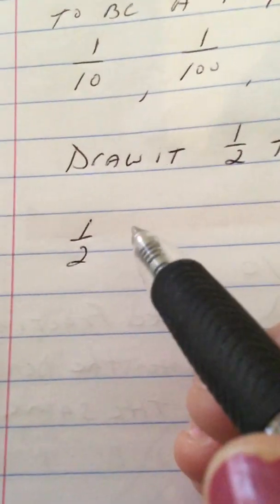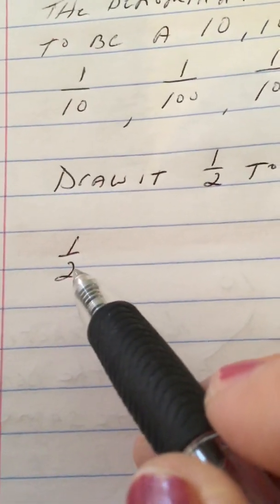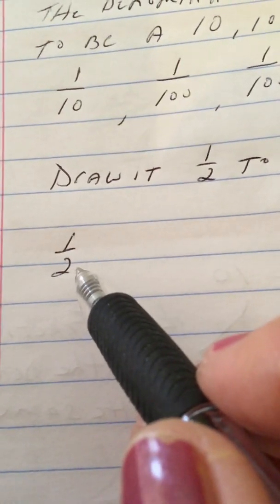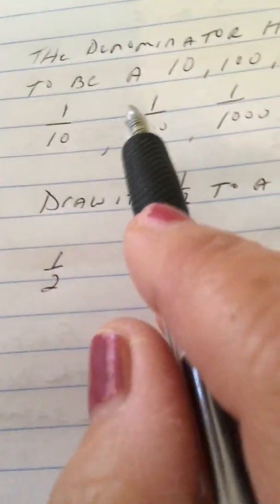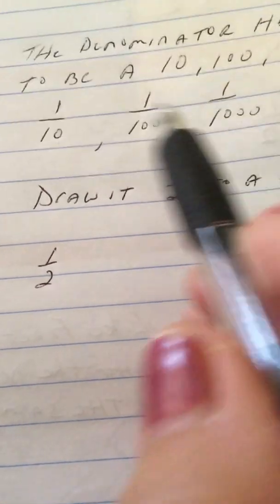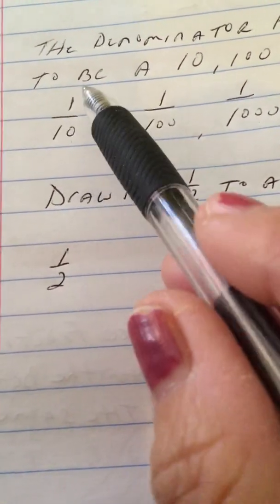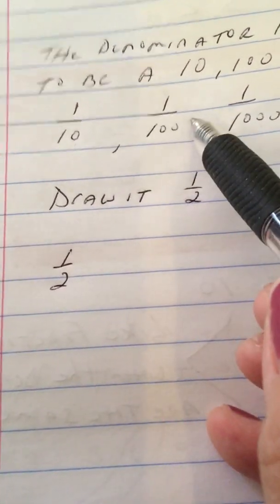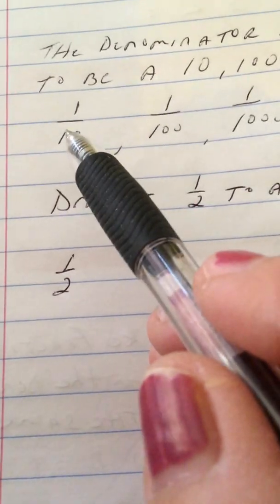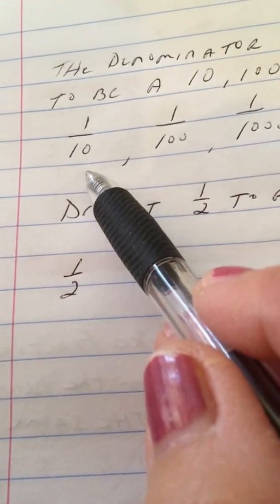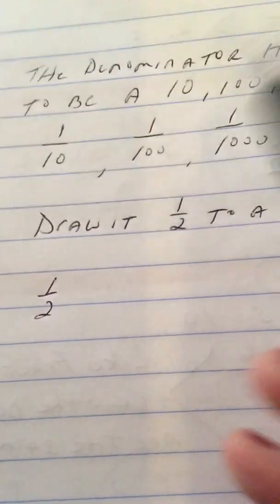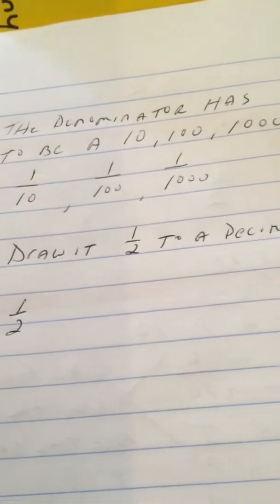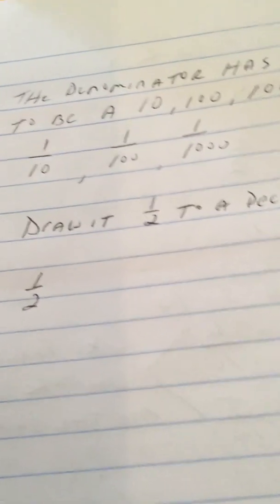You need to ask yourself the question: is there a number times the denominator to get you a 10, 100, or 1,000? The reason why, again, is because if you say the fractions correctly, you're automatically saying the decimal. 1/10, that's the first number after the decimal. Hundredths, that's 2 numbers after the decimal. Thousandths is 3 numbers after the decimal.